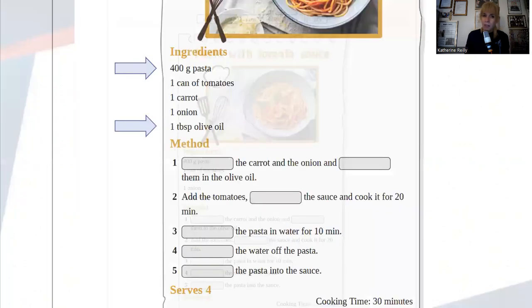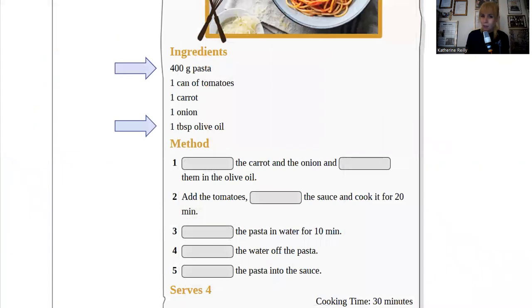Now, we have a recipe here. Ingredients, 400 g pasta, what is this? But they will hear the teacher say grams. And further down, we have 1 TBSP olive oil. The teacher will say tablespoon.